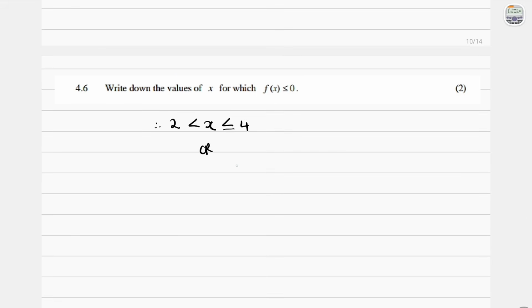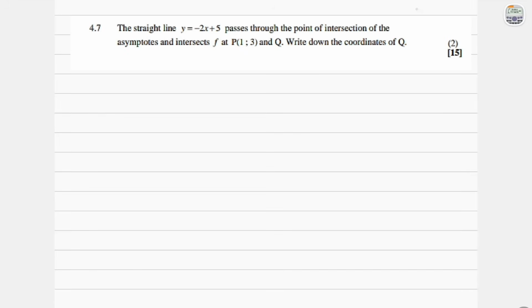Okay, if you wanted to write this as intervals, you could just say x is an element of, in interval notation, it's going from 2 all the way to 4, but then 2 is not an included value because there's an asymptote there, so use a round bracket. 4 is an included value, so use a square bracket, and then that's what that looks like. Okay, moving on to the next question.